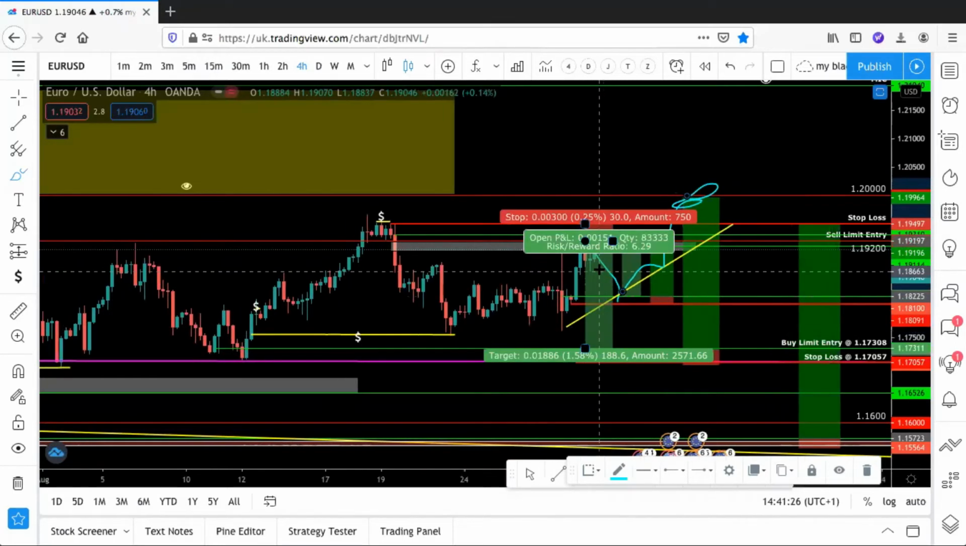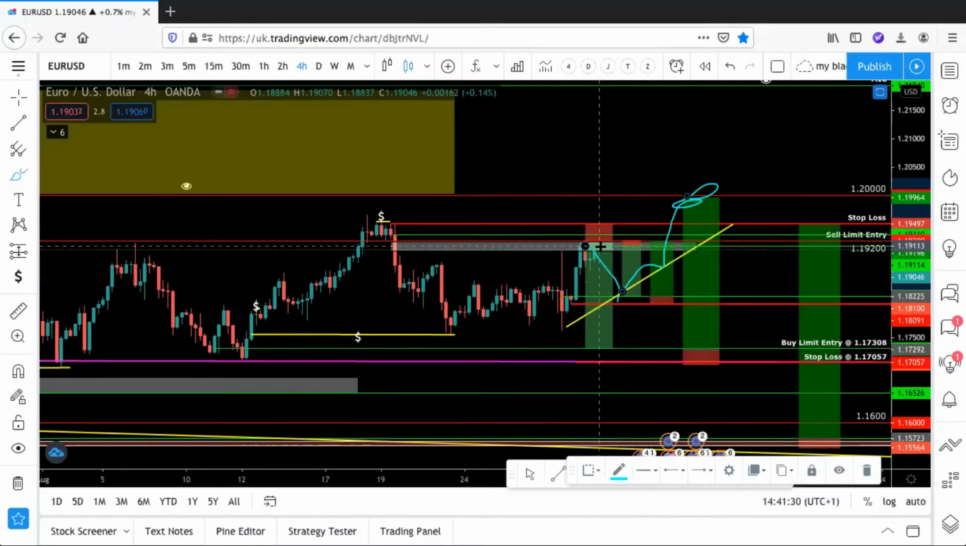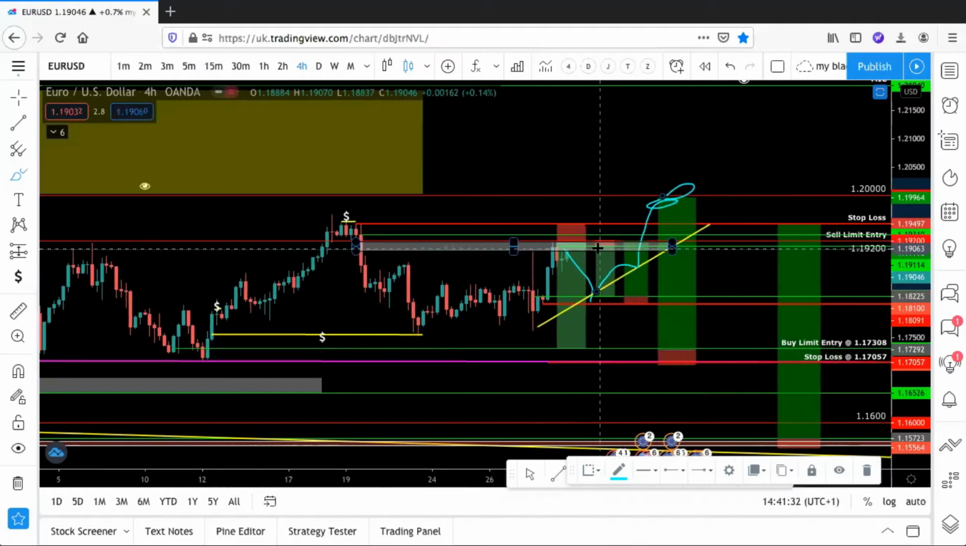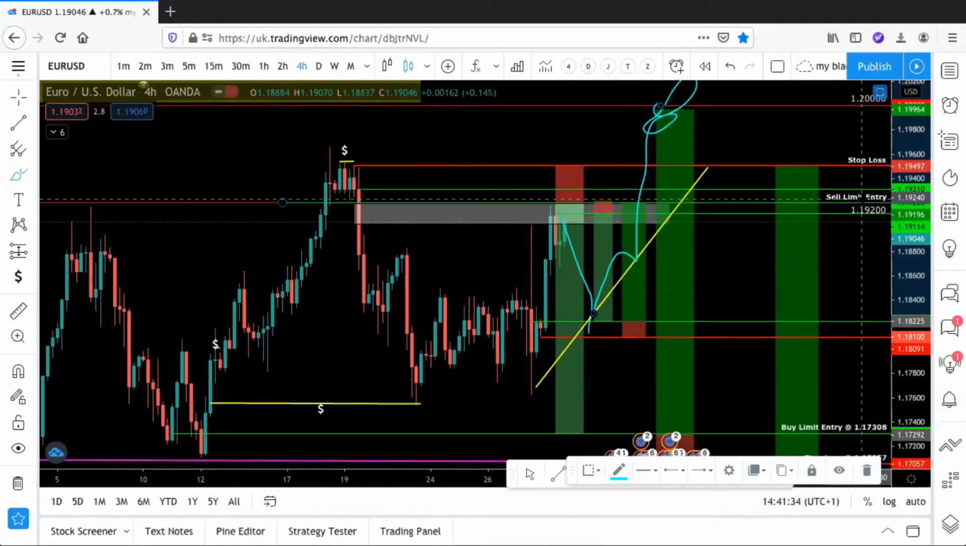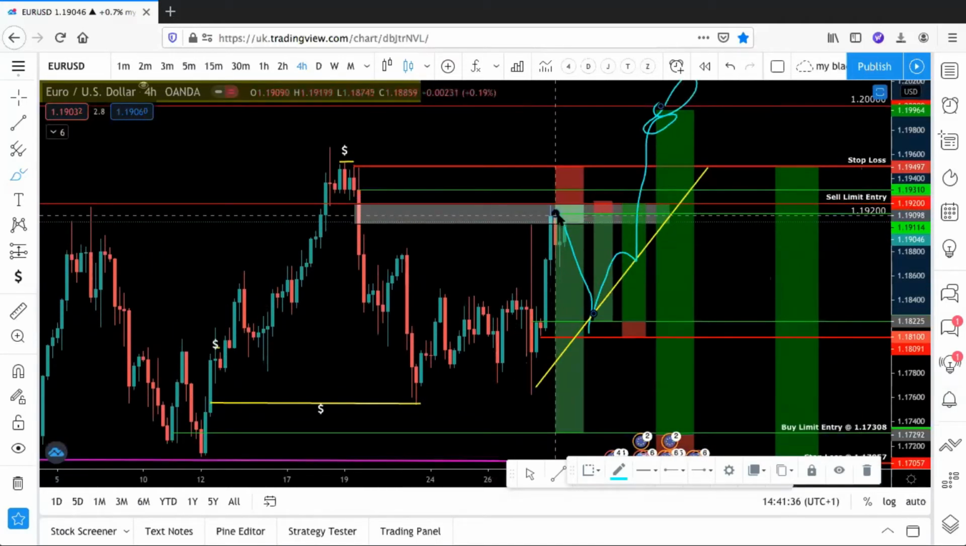For now, on EURUSD, we are on sell. The target is here, so one sell is here. The other one we are waiting to trigger for sell, which is at the 1.19 price level.